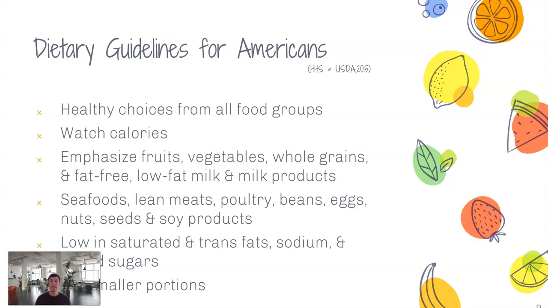So let's take a pause and look at some different groups and guidelines specifically for Americans. We'll go over some dietary guidelines for Americans from the USDA, and then we'll look at healthy people. Some of the dietary guidelines that we'd like to highlight today are healthy choices from all food groups. You should regularly eat from all the different groups. It's just the quality and the quantity that you have to monitor.